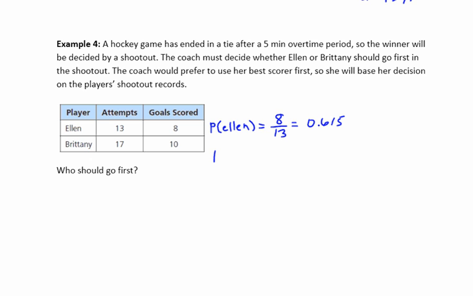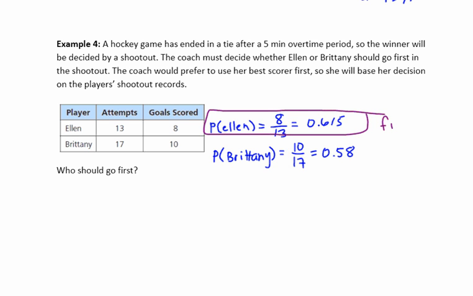Okay, what's the probability of Brittany? It would be goals scored, 10 out of, this one's almost too easy, 17, that equals 0.58. So who should go first? Yeah, so Ellen should go first.